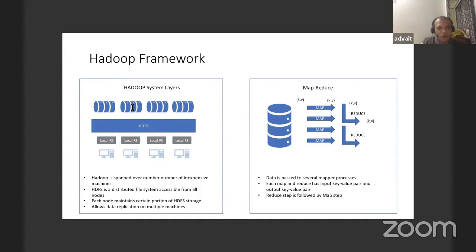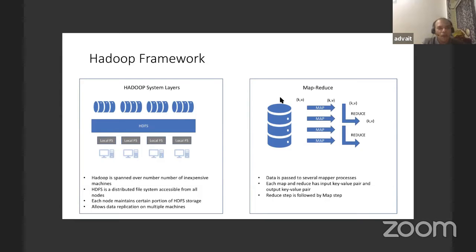If you see these blocks, these are files or data sets which are stored on top of HDFS. Hadoop comes for mainly two purposes: one is computation and the other is storage. Storage is in HDFS format, and computation is called MapReduce computation. On the right hand side, you'll see a diagram of how a computation based on MapReduce can be done.